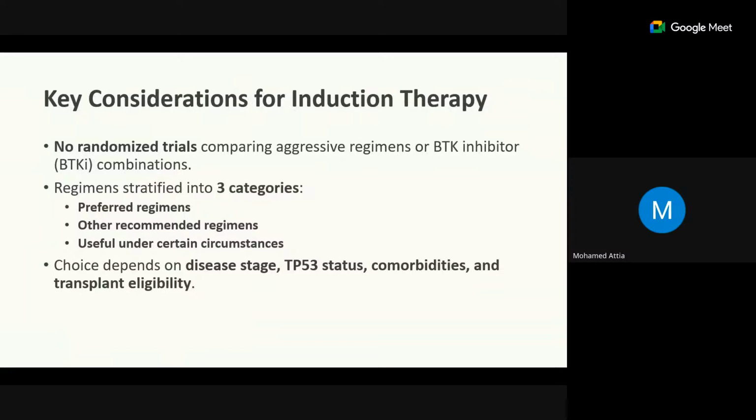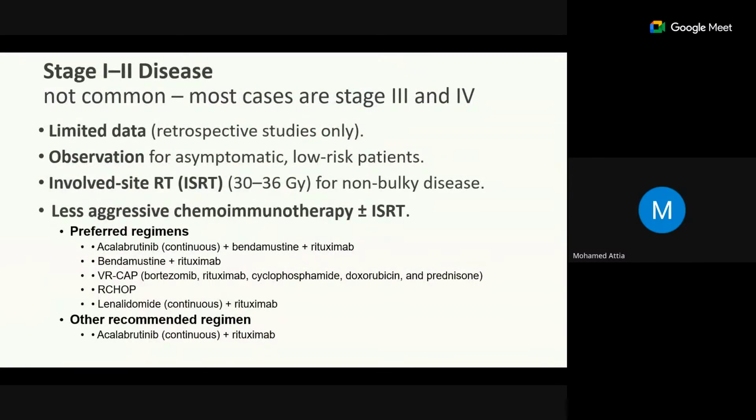So the choice of treatment depends on disease stage, TP53 status, comorbidities, and transplant eligibility. Stage 1 and 2 is not common. The disease itself is not common, between 3 and 6% of all non-Hodgkin lymphomas. So stage 1 or 2 is not common within this uncommon disease. You will almost never see this in stage 1 or 2. In Egypt, I never see this disease in stage 1 or 2.